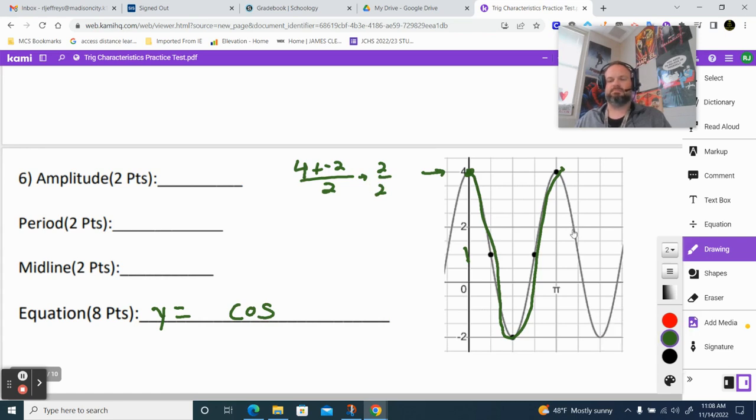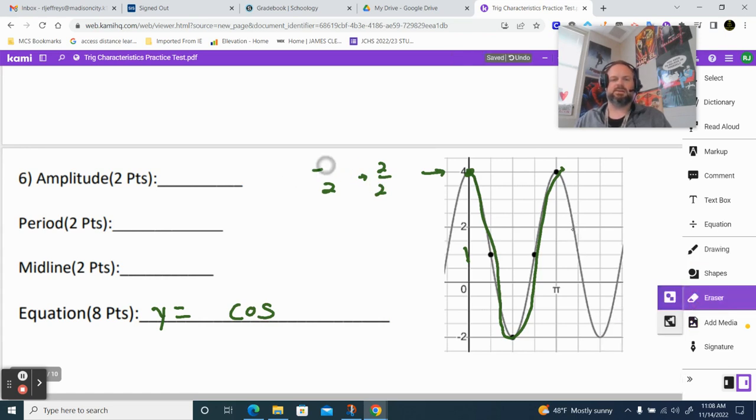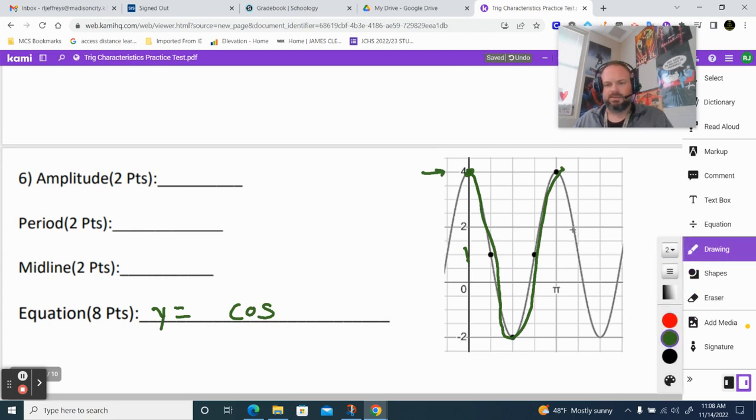Nope, that's not right. That's not right. All right. This is our midline. So 4 is 1, 2. This is actually 3. There we go. All right. Our midline is at y equals 1. So that we have a plus 1 right here before our x.